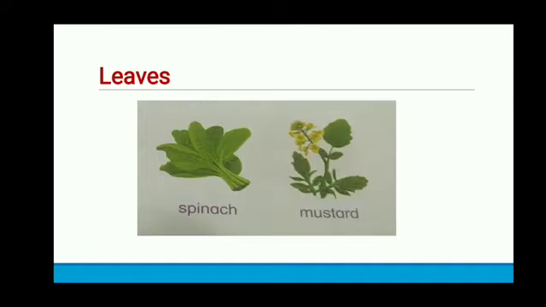Students, we know that leaves are part of a plant, but we eat a few types of leaves as vegetables. Here are two examples of leaf vegetables. These are spinach, which means palak, and mustard, which means sarson ka saag.